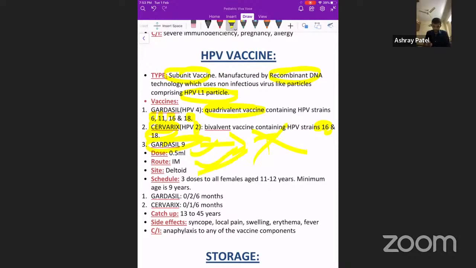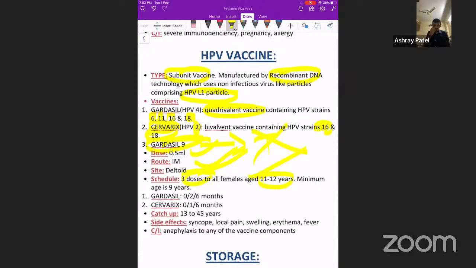Under the IAP, it has to be given between 11 to 12 years, though the minimum age that can be given is up to 9 years in case of exposure. Minimum age is 9 years, but routinely recommended is 11 to 12 years. Okay, and 3 doses are recommended. Now, how do we give?